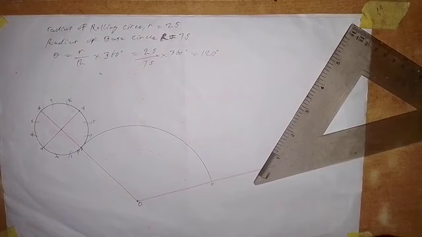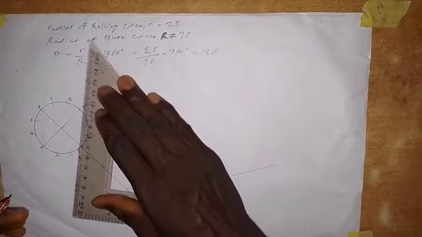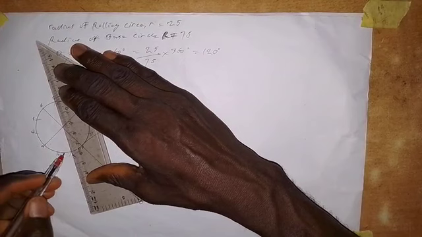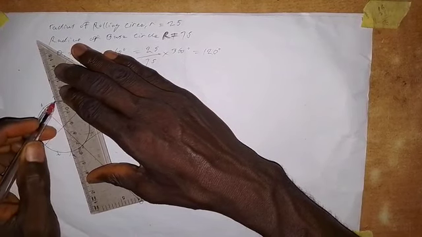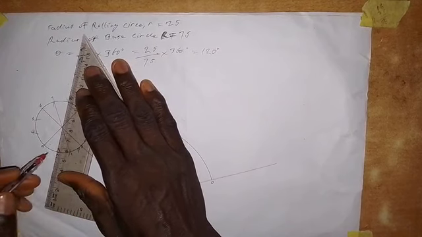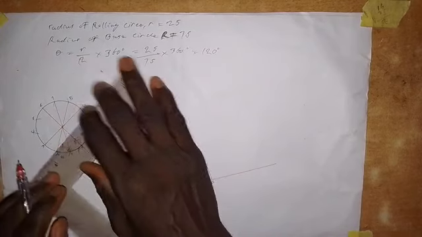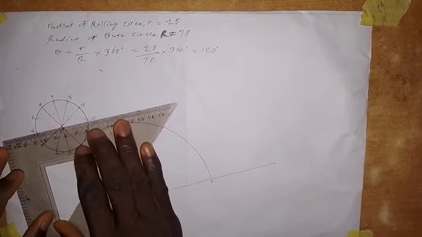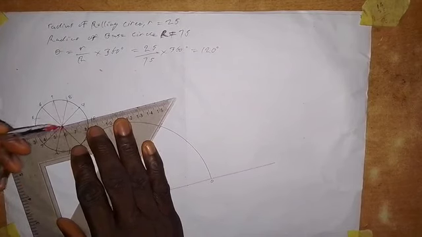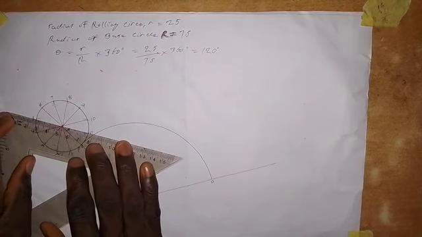So the next thing that we are going to do is to connect the points together. So we are connecting 1 and 7 together like this. And we connect 2 and 8 together. So 2 goes with 8. Then 3 goes with 9. So 4 goes with 10 like this. Then we have that 5 goes with 11.